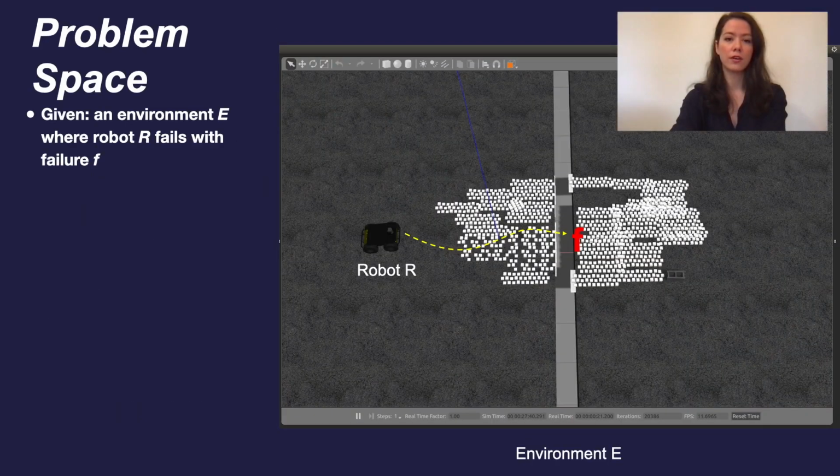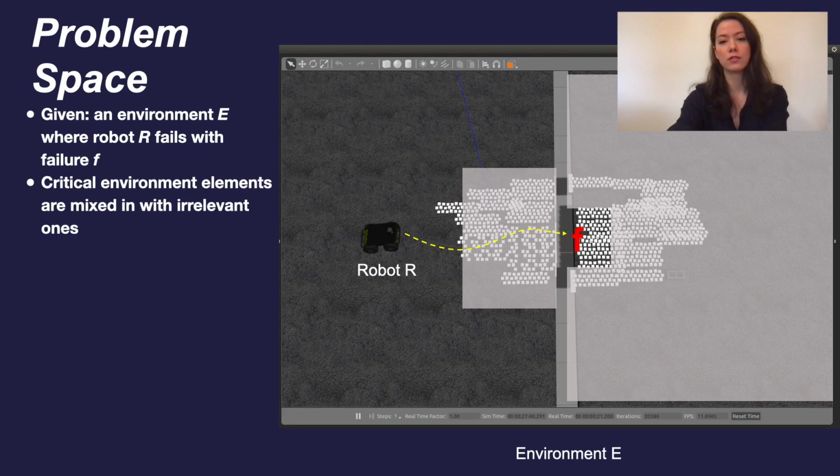So, our givens are an environment E where robot R fails with failure F. We know that critical environment elements sit side by side with irrelevant ones. Then, how do we remove the grayed out regions? We have several sources of data we can use to get there. Information from the robot, information from the failure, and elements of the world.